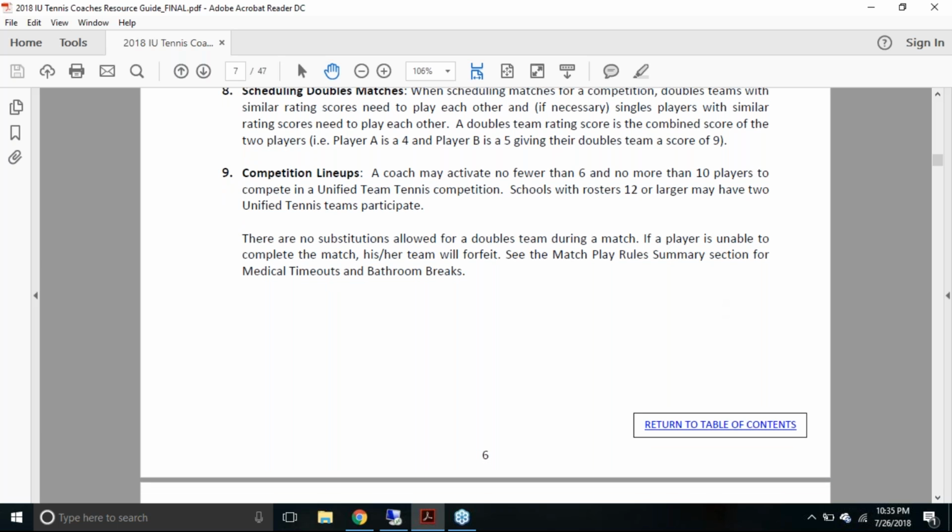There are no substitutions allowed for doubles team during a match. If a player is unable to complete the match, his or her team will forfeit, and we will talk about that in the match play rules summary section.